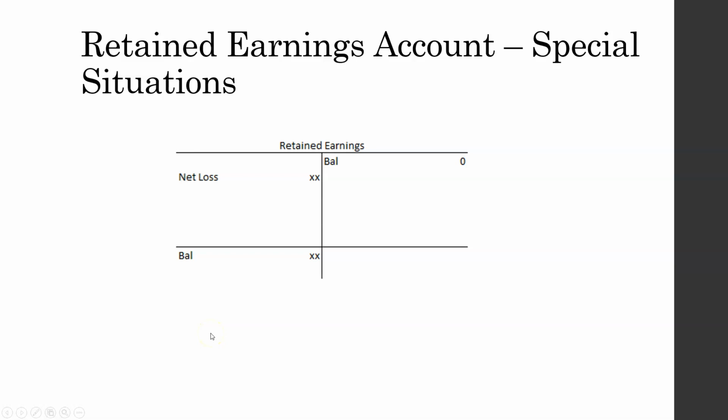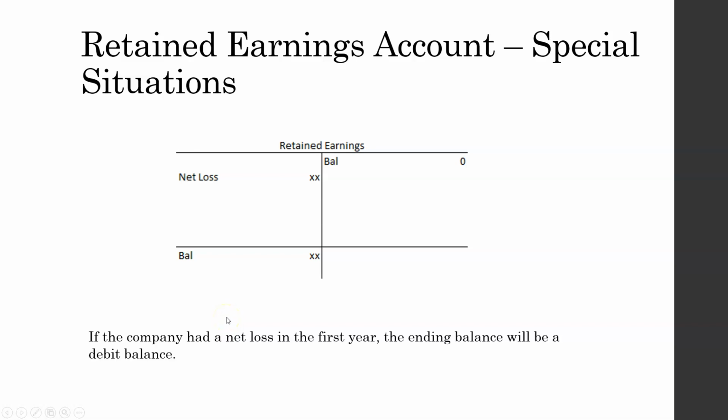This is very common for companies that have negative retained earnings. Their balances in their T accounts are debit balances. So here's the explanation. If the company had a net loss in the first year, the ending balance will be a debit balance.